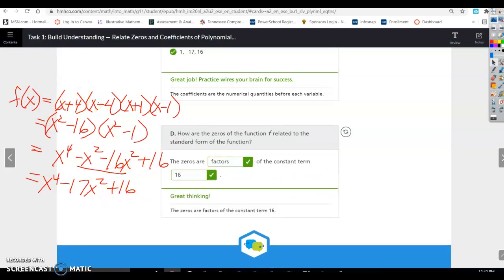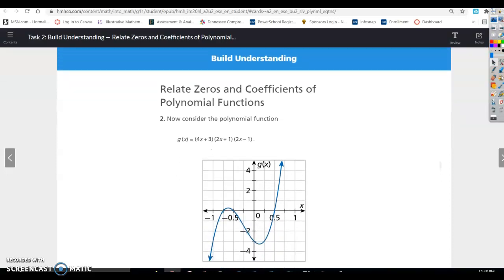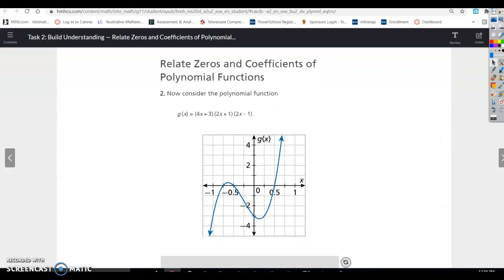All right, that's all for task 1. We're going to move on to task 2. All right, lesson 5.1, task 2. We are still solving polynomial equations. All right, it says relate zeros and coefficients of polynomial functions. Now consider the polynomial function g of x.